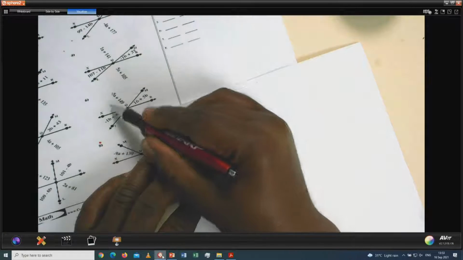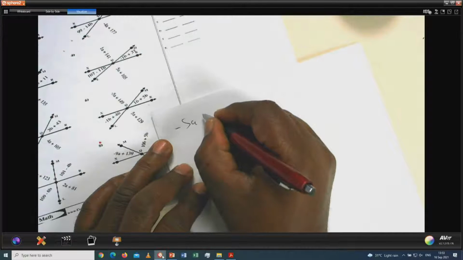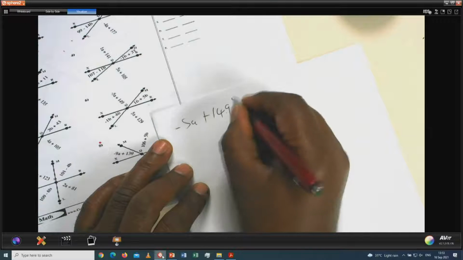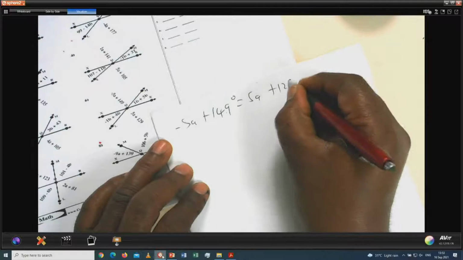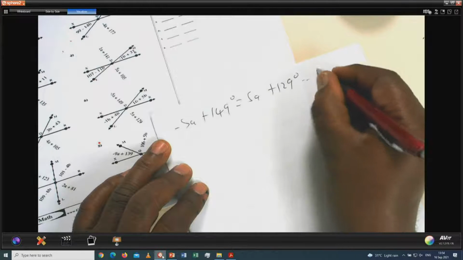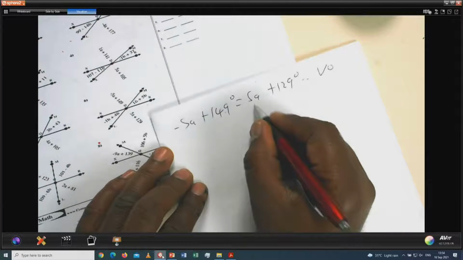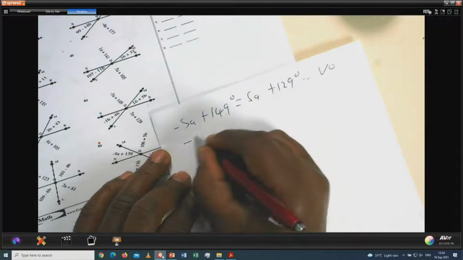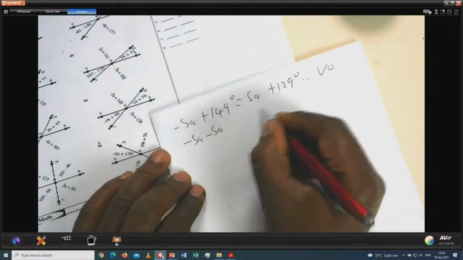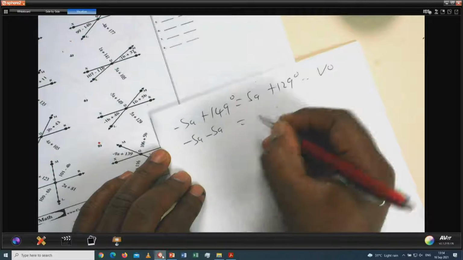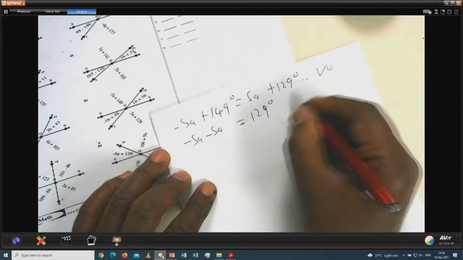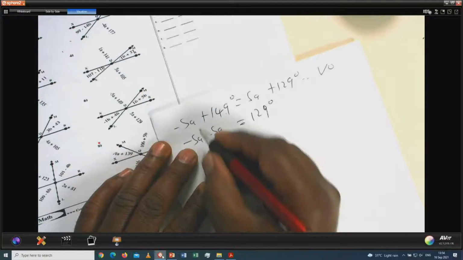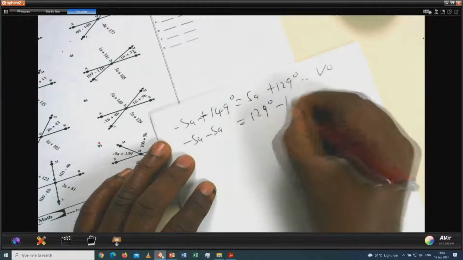Once more you look at it, vertically opposite. Minus 5a plus 149 degrees equals 5a plus 129 degrees. What is the reason? Vertically opposite. The variables, prefer them on the left. It was positive. When you go to the left, it becomes negative. This one is not moving, therefore the sign is not changing. This one is moving to the right, the sign will be changing.